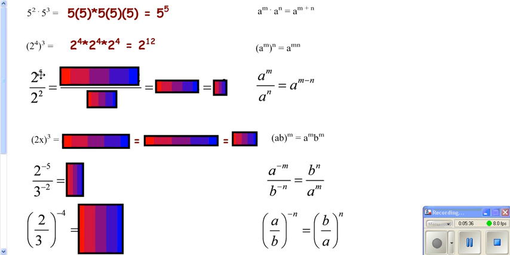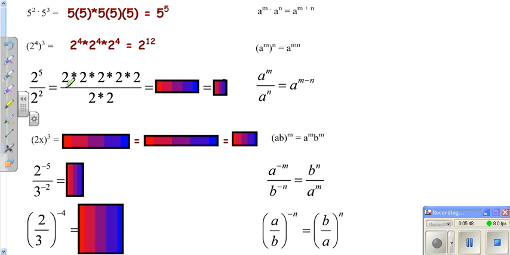So what happens when we're dividing? Well, here we have a 2 to the 5th. Well, you know that's 2 multiplied together 5 times over a 2 squared, so you have a 2 times a 2 on the bottom. Well, you should remember that a 2 over a 2 is 1, so they cross out and drop out. So all you're left with is really just this. So you're left with a 2 times a 2 times a 2, or a 2 cubed.